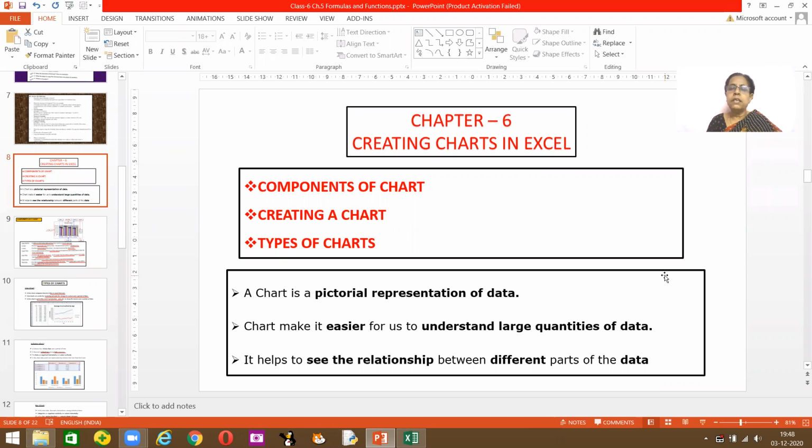So charts help us to understand the data that we have created, like if it is of production, who's doing good production or getting good profits. If it is about your marks, who's getting the highest marks in different subjects or in the class. So to help us to see this relationship between the data, it helps us only through the charts.